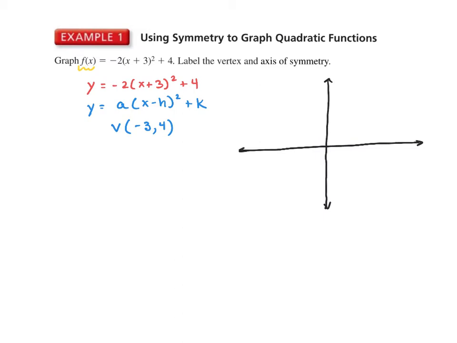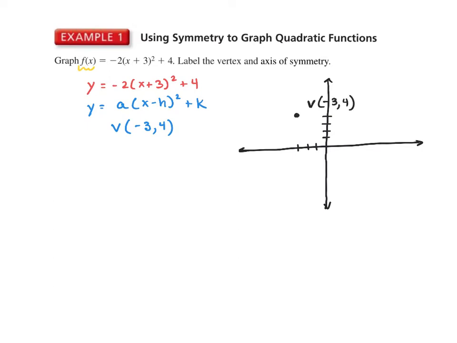Let's mark that vertex: -3 in the x and +4 in the y. So our vertex is going to be right there, and I'm going to label it with a V. And let's go ahead, -3, 4.